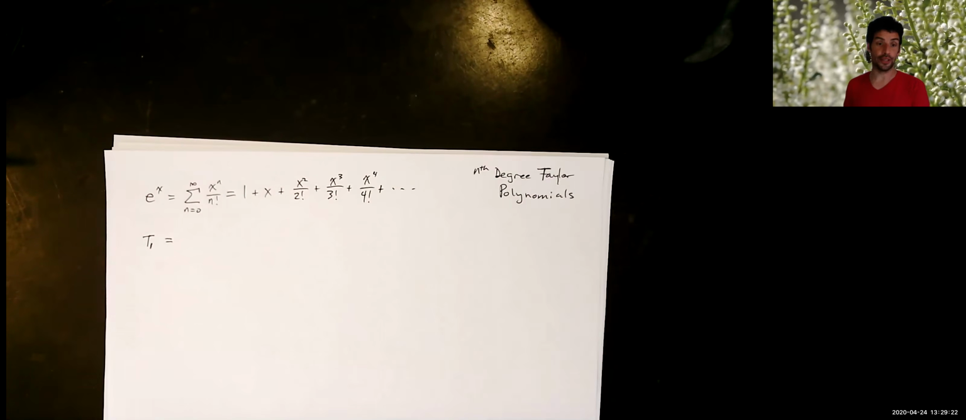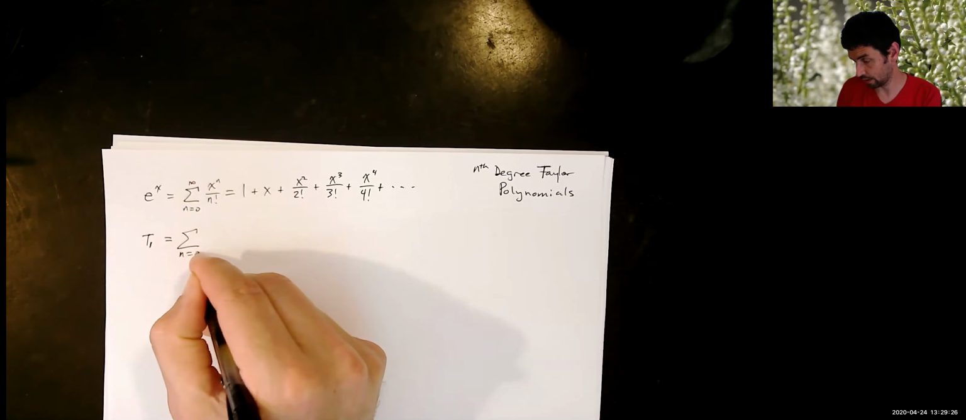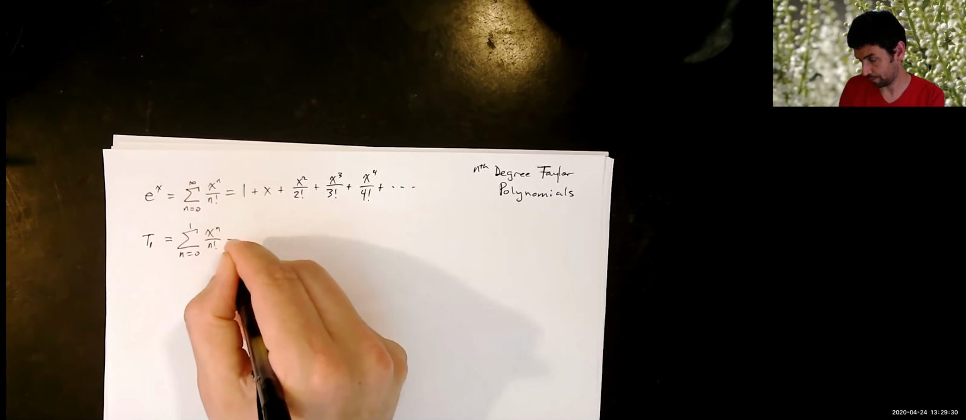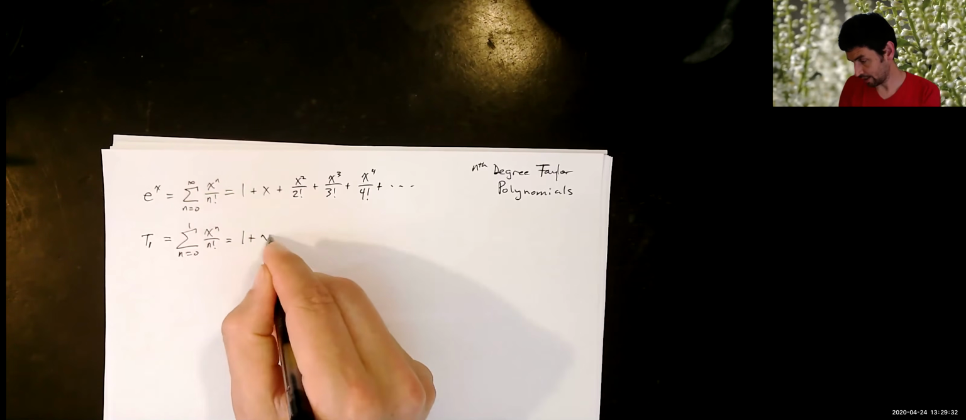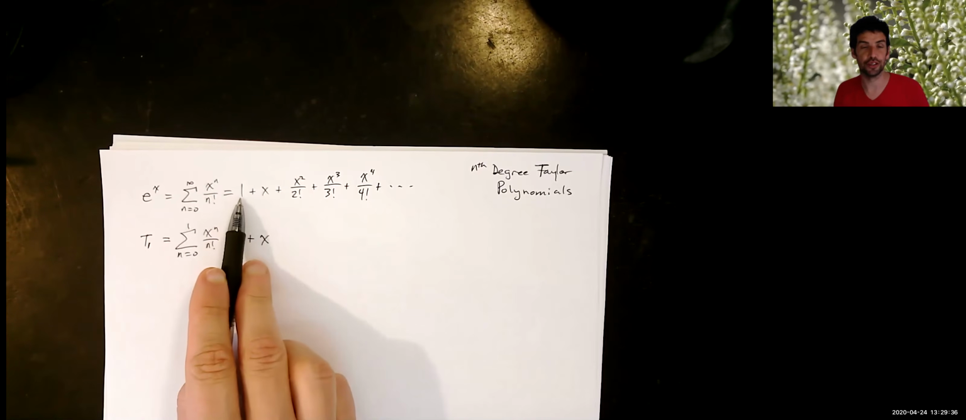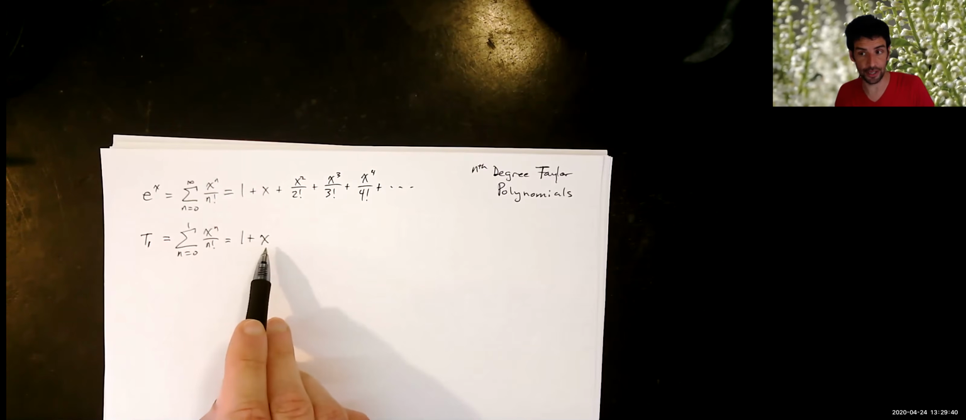Okay. They're really just partial sums. The first partial sum, well, it's really the second partial sum. The first partial sum would just be 1, but we usually start at the first degree. This is our linear approximation, right?